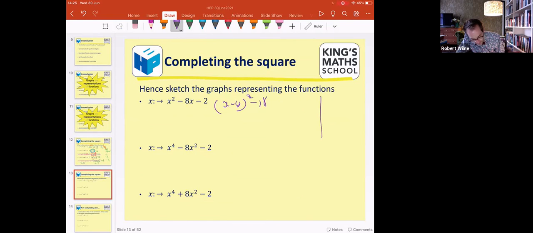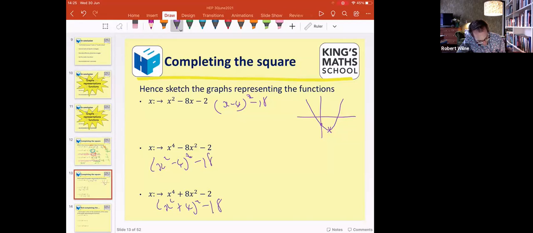And so we have, obviously in class we'd do a bit more detail, but we know the y-intercept and we know the vertex. And then this one is (x squared - 4) squared - 18, and this one is (x squared + 4) squared - 18. And so, as Gary said, this one has the minimum twice, because both x is 2 and x is -2, whereas this one has not.